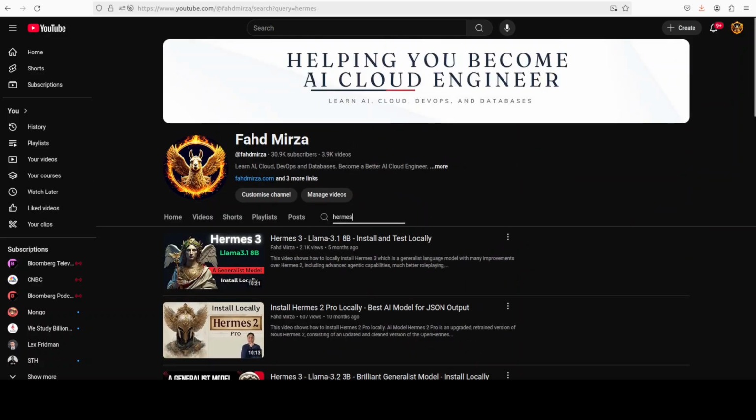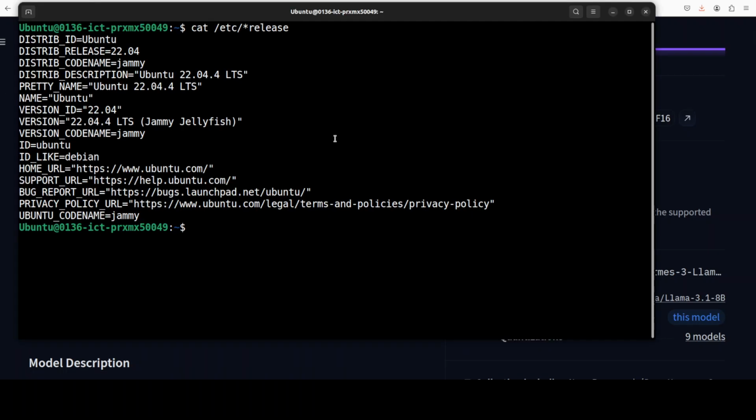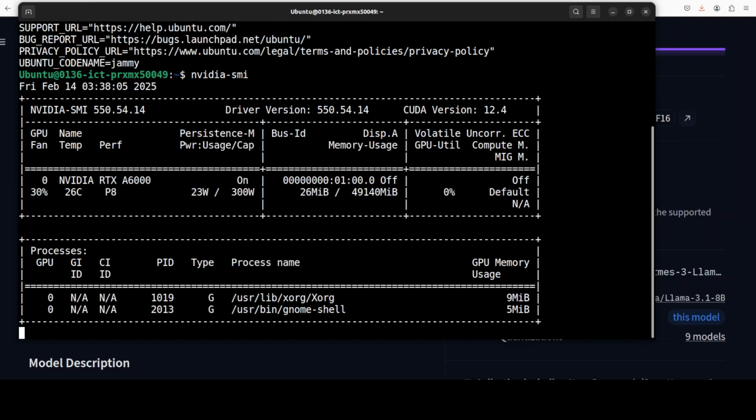So let's see how this model works with this long reasoning or chain of thought or however you want to put it. We are going to install it locally and then we will see how it works. Now, let me take you to my terminal where I am running this Ubuntu and this is my GPU card, NVIDIA RTX 6000 with 48 GB of VRAM.